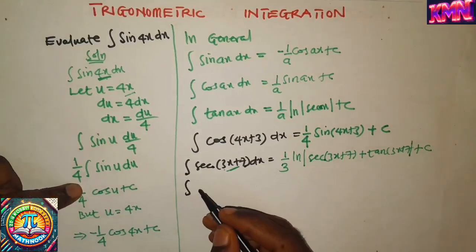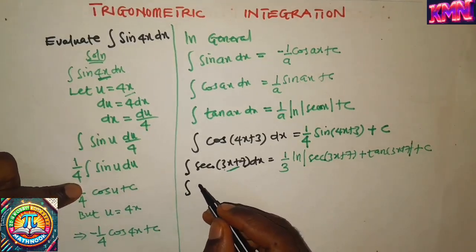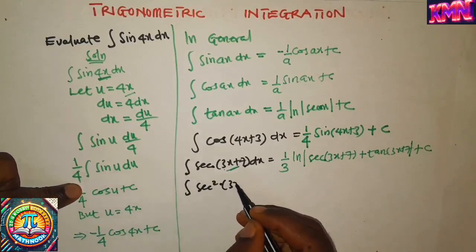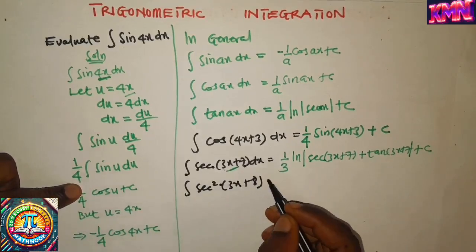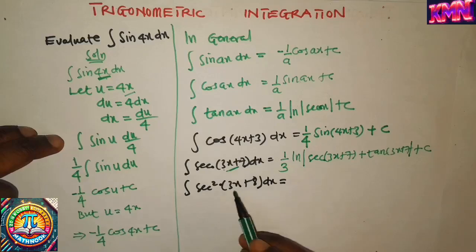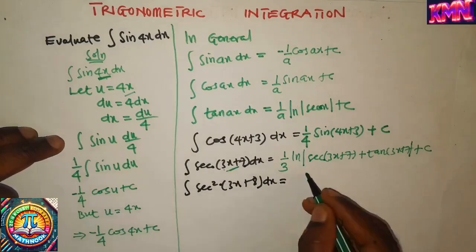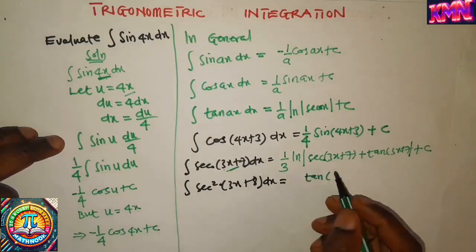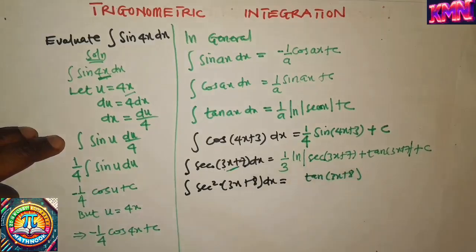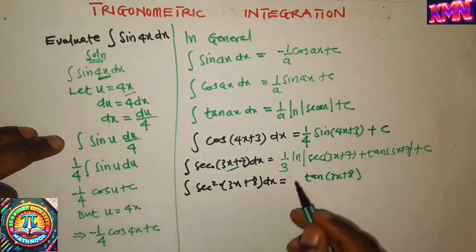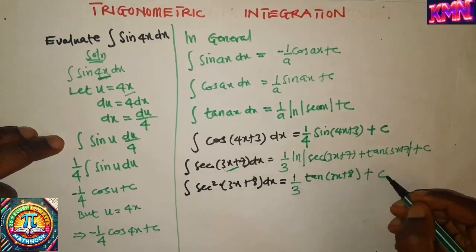Also, assuming we have the integral of sec square of 3x plus, let's say 8 dx, that also will give us the integral of the whole thing, which is tan of the function 3x plus 8. Then the differential of the argument will give us what? 3. So 1 on 3 plus constant.